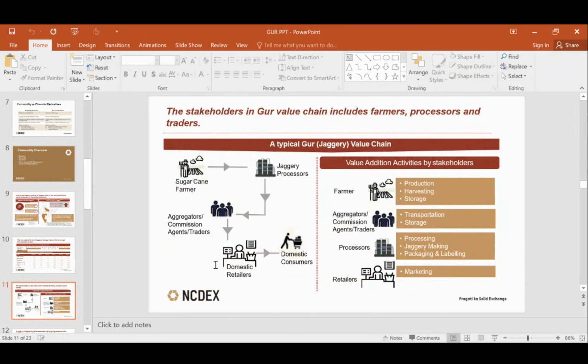Now, this is the typical value chain of GUR. Because it is derived from sugarcane, the sugarcane farmer brings sugarcane to the jaggery processor, where GUR is processed. It is then aggregated by a wholesaler, trader, or commission agent, which is then transferred to domestic retailers, or from there it reaches customers.